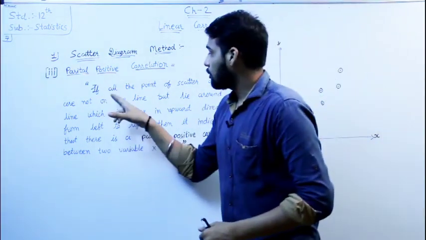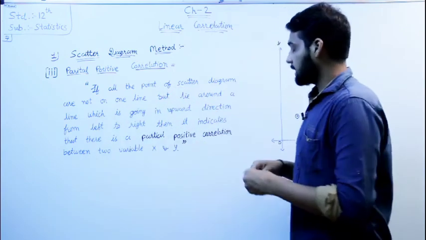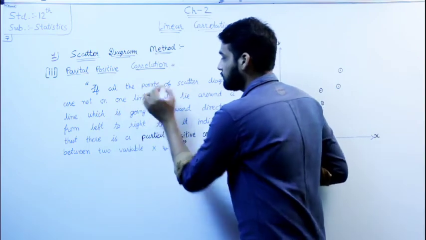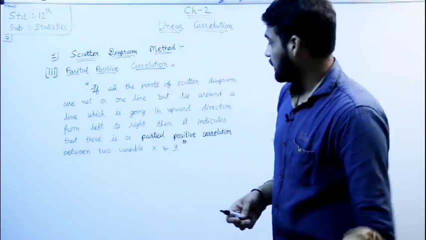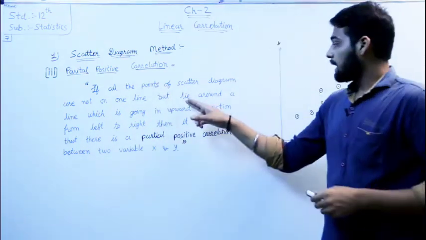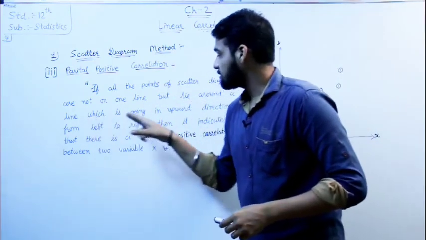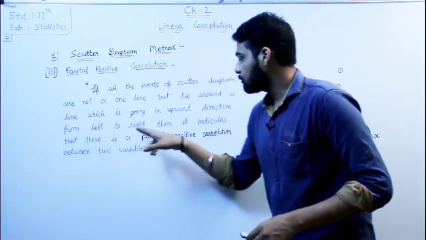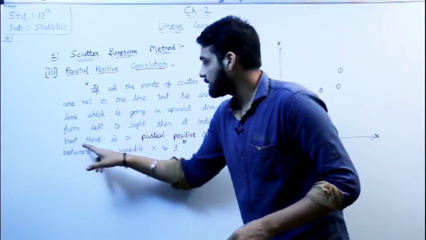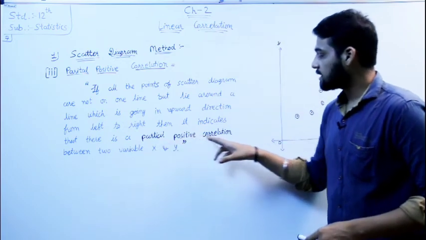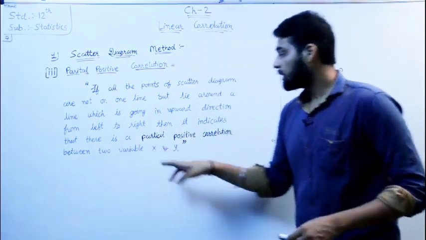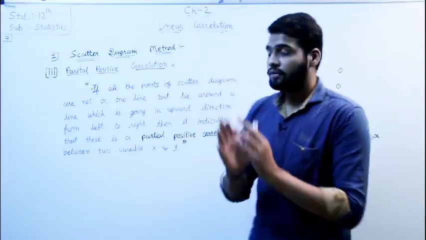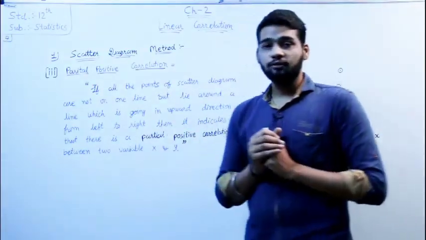So if all the points of the scatter diagram are not on one line but lie around a line which is going in an upward direction from left to right, then it indicates that there is a partial positive correlation between the two variables x and y. Okay, so what is the difference between perfect positive correlation and partial positive correlation, students?